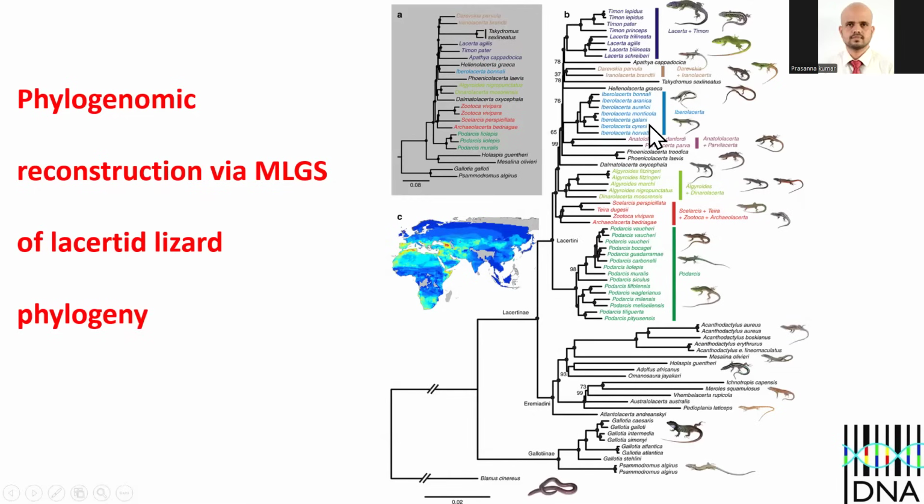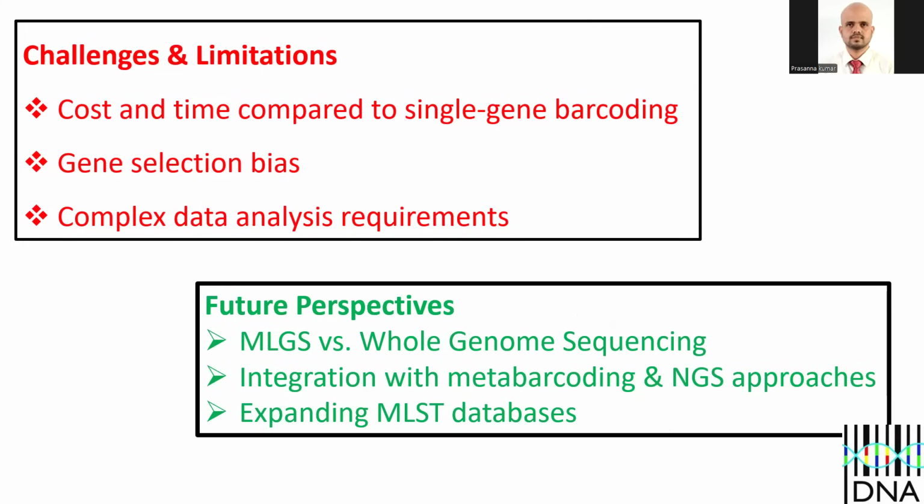In resolving the phylogeny of a lizard species, you see before the multi-gene, multi-locus gene sequencing, that is single locus sequencing, and what will happen with multi-locus gene sequencing? Better resolution and better species identification. Okay. So this webinar will be a very short webinar.